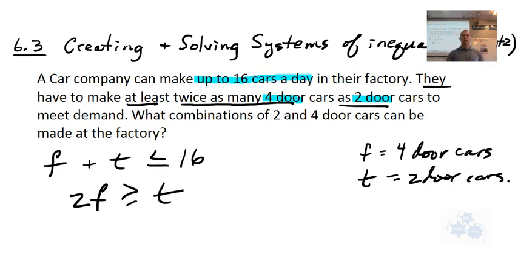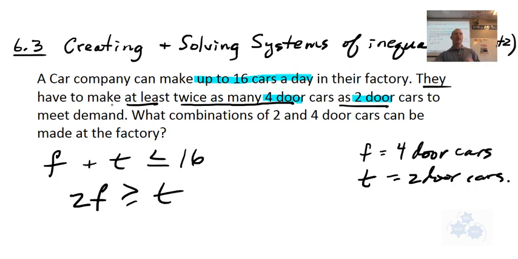Now, does this fit that information? So you have to be very careful. This side is greater, right? So I need 2 times the number of four-door cars to be greater than the number of two-door cars. Does that make sense with the question?